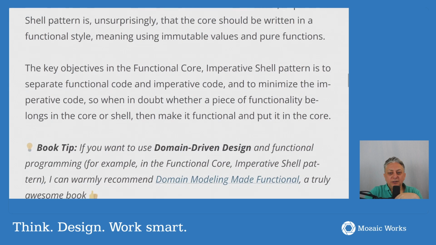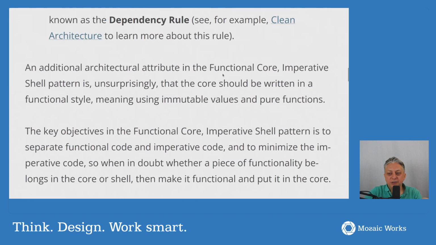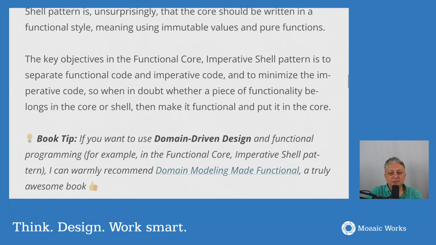An additional attribute in the functional core imperative shell pattern is, unsurprisingly, that the core should be written in a functional style, meaning using immutable values and pure functions. The key objectives in the functional core imperative shell pattern is to separate functional code and imperative code and to minimize the imperative code. So when in doubt whether a piece of functionality belongs in the core or shell, then make it functional and put it in the core.